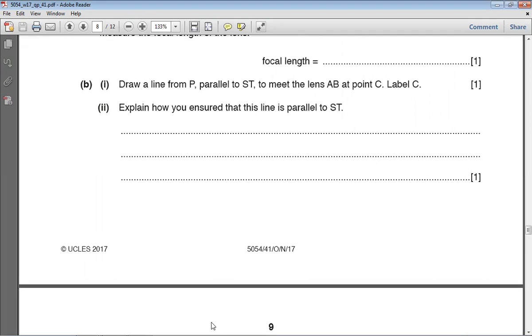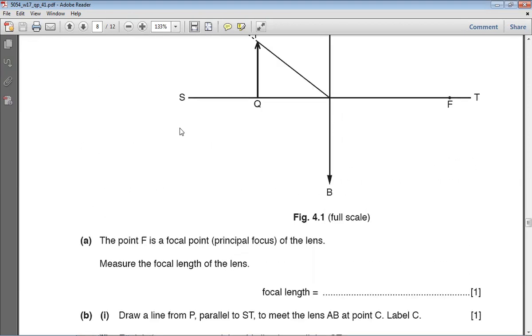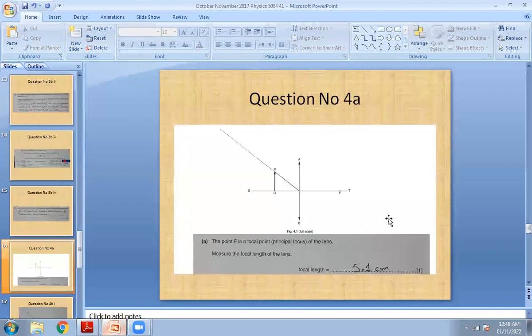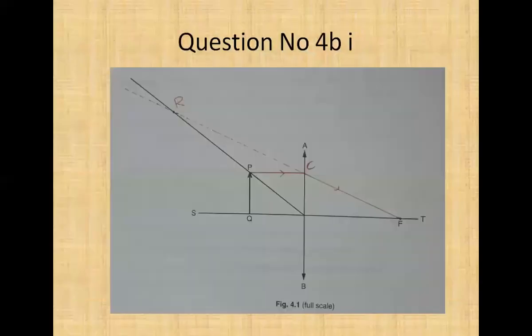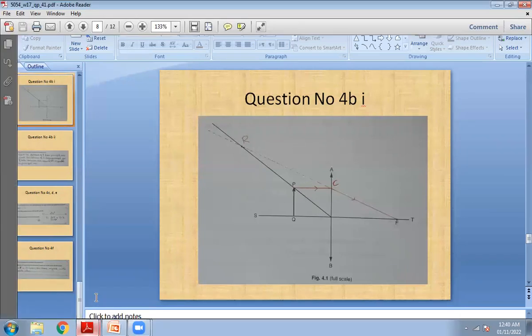He says, draw a line from P parallel to ST to meet the lens AB at the point C. Label C. So here I have to draw a line from here parallel to the principal axis, and when that line touches this lens, I will label it as C. So this is what they are asking for. So let me show you. I have done this. So here, this red line from P to C is parallel to the principal axis. When it touched the lens, I labeled it as C. This is what they are asking for. Hopefully you understand. Okay, the next part.